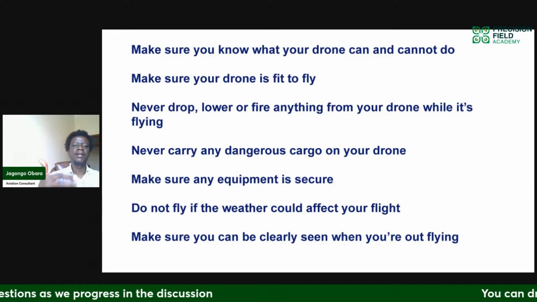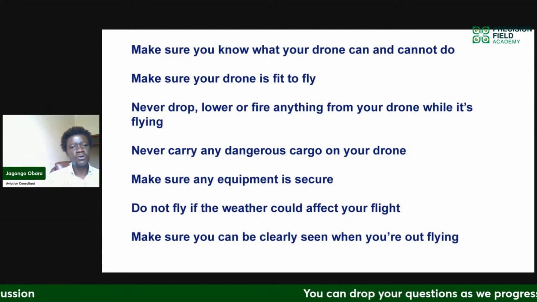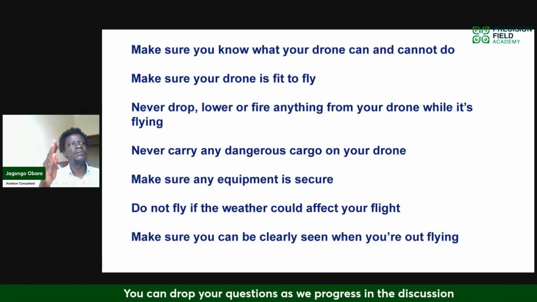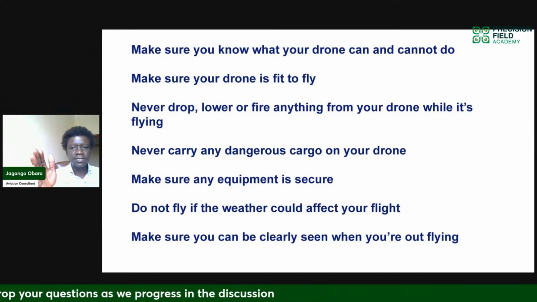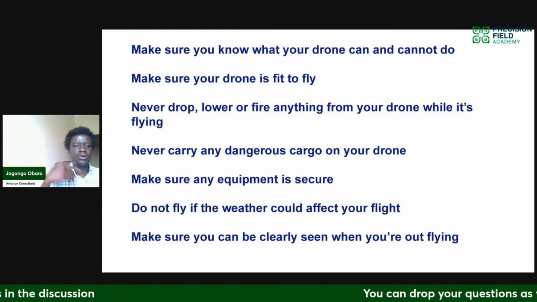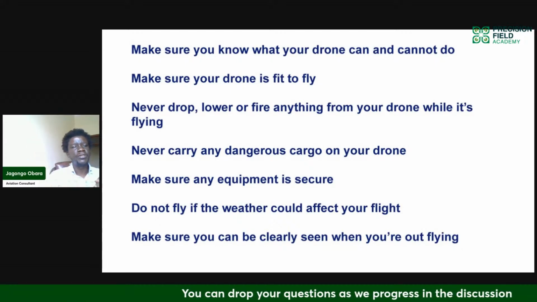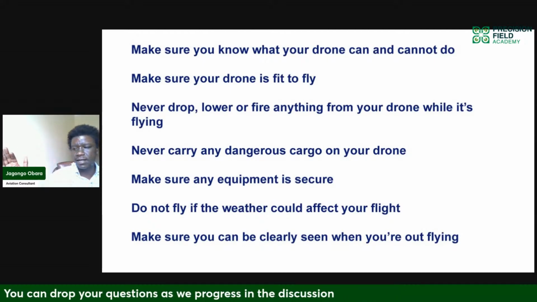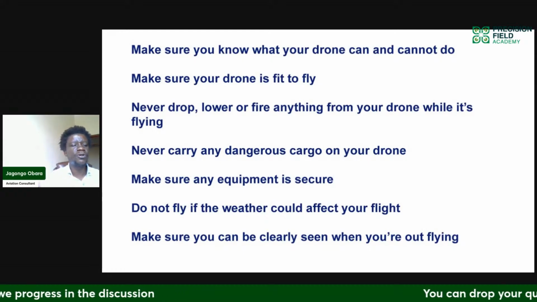But this does not apply to our seeds. It does not apply to our fertilizers. These agricultural drones were designed to jettison fertilizer. They were designed to release seeds. They were designed to do all these nice things from the air and dropping them to the ground. So this rule does not apply to agricultural drones. It only applies to other drones or aircraft which were not designed to release or drop anything.